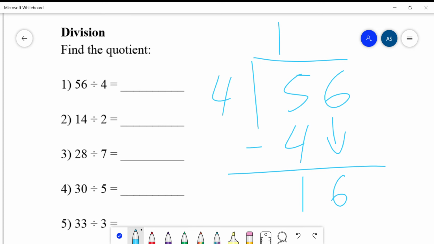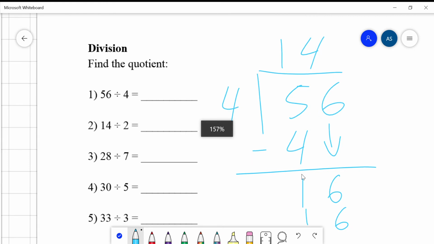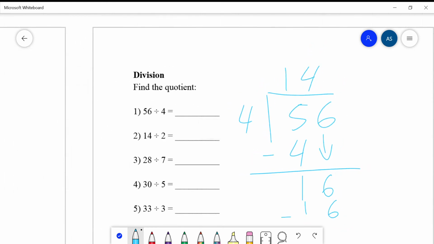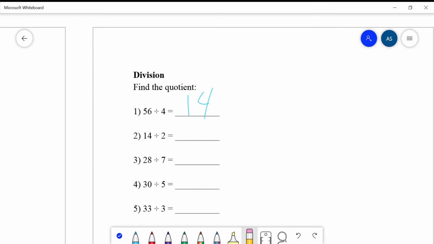We are going to do 4 times a number that might fit in here, right? And we have, I believe, 4. And so 4 times 4 is 16, right? And from there, you just subtract it, right? Subtract these two numbers, and you're going to get 0. And so our answer is 14 because we got no remainders, right? We're going to be doing that for the rest of the problems.